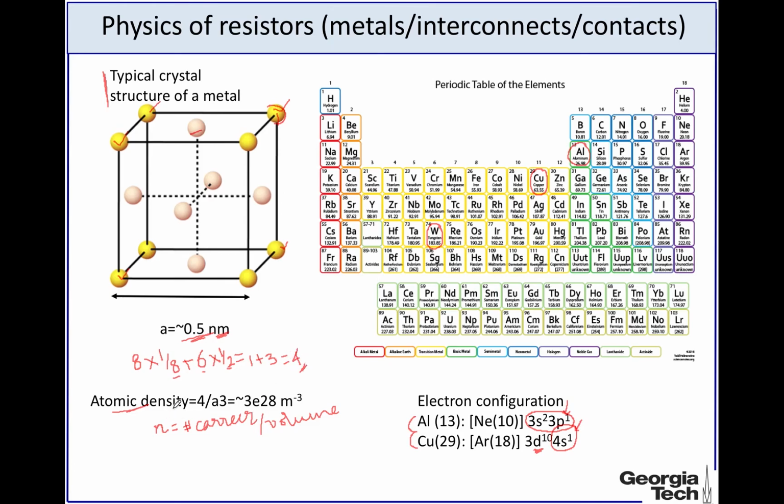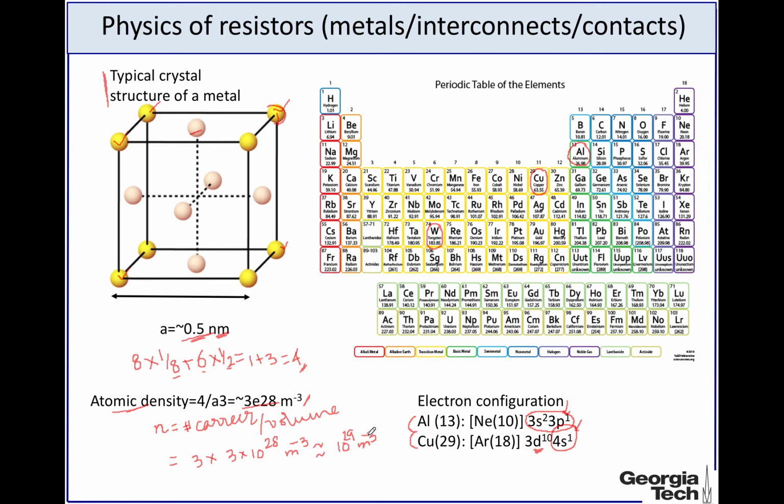So the atomic density is 4 divided by the volume of this cube, and this gives you a number of 3 multiplied by 10 power 28 per meter cube. Now for example, in the case of aluminum, each atom contributes 3 electrons, so the number of carriers should be 3 multiplied by 3 into 10 power 28 per meter cube. So approximately you would get a carrier density of 10 power 29 per meter cube.